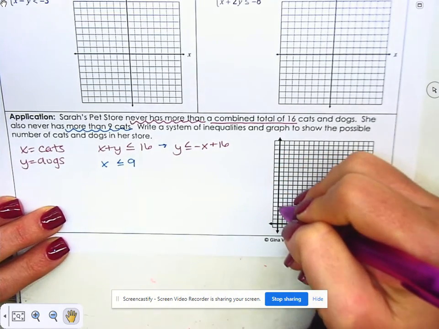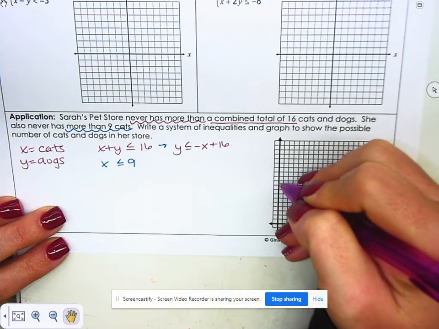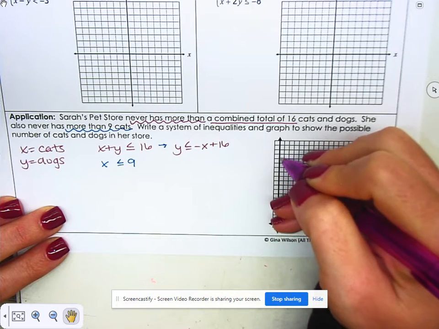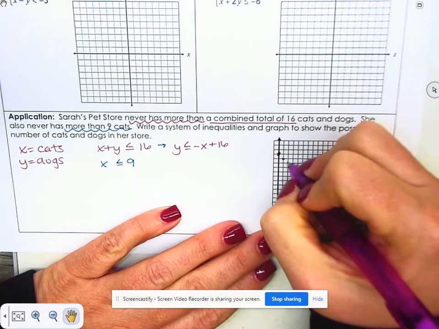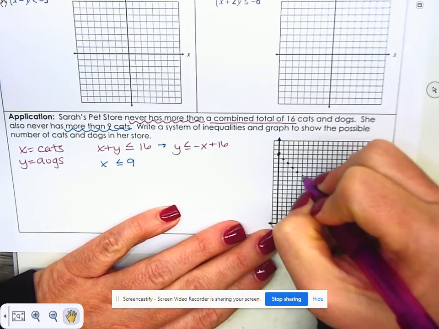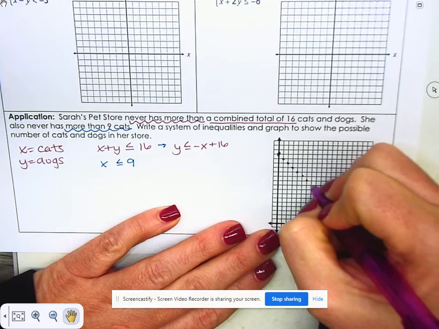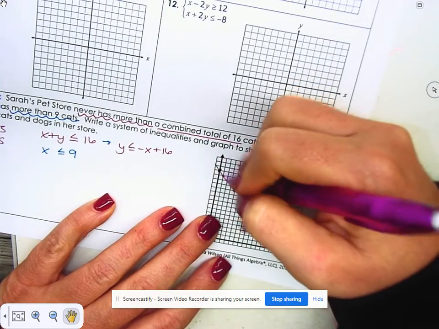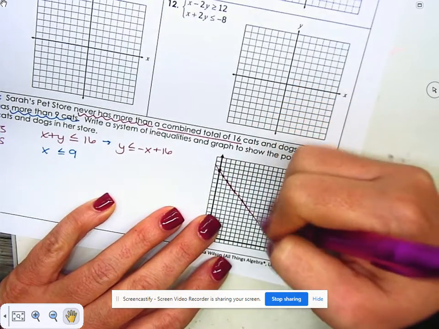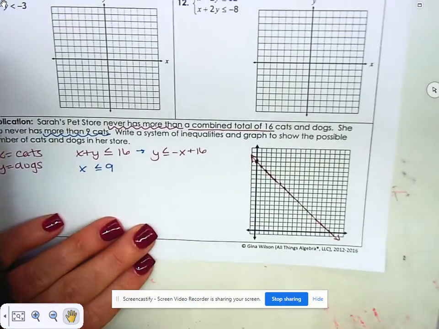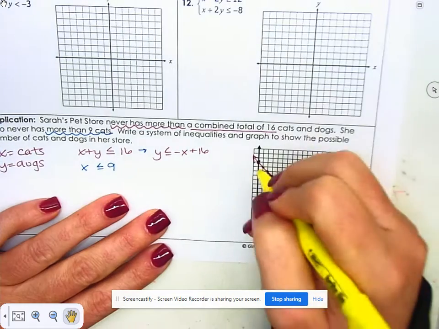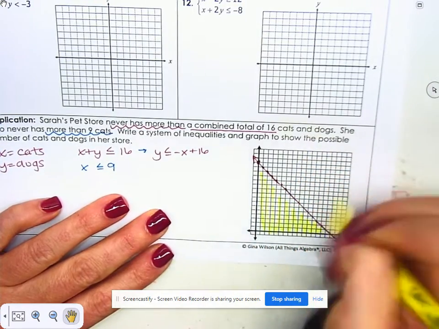So do we have 16? 1, 2, 3. Yes, we have 16 right here. Okay, and we're going to go down 1 and right 1. And that's going to continue, and that's a solid line. All right, and that is less than, so that means below. All this down here.